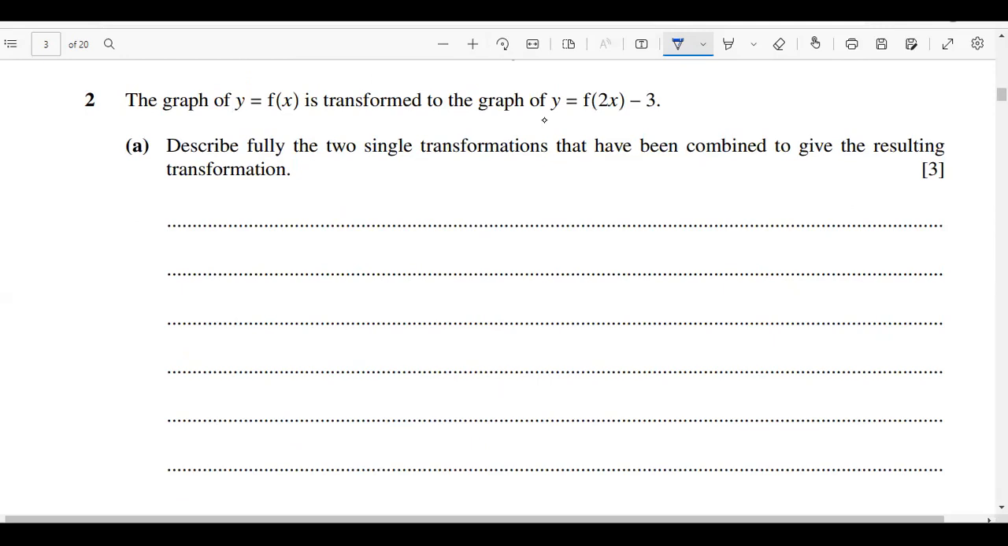Now the question says the graph of y equals f of x is transformed to the graph of y equals f of 2x minus 3. Describe fully the two single transformations that have been combined to give the resulting transformation.